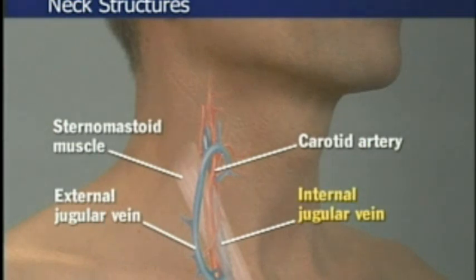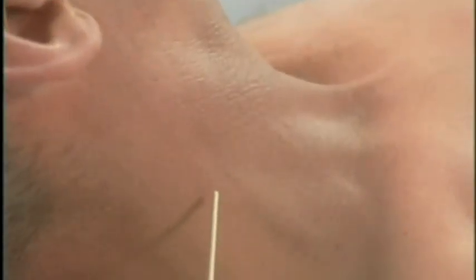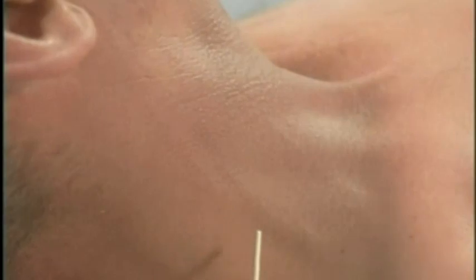The internal jugular vein is not normally visible. The external jugular vein runs at an angle along the sternomastoid muscle toward the clavicle. The external jugular can be observed fairly easily.